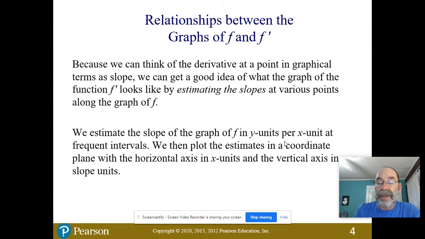Now, what are the relationships between the graphs of the derivative and its original function? What we're doing is looking at the slopes. The f prime is the graph of the slopes, and we're going to estimate them by using 2 points that are really close to one another. If we had a table of values, we'd have to find slopes between, say, -3 and -2, -2 and -1, -1 and 0, 0 and 1, 1 and 2, and so on.